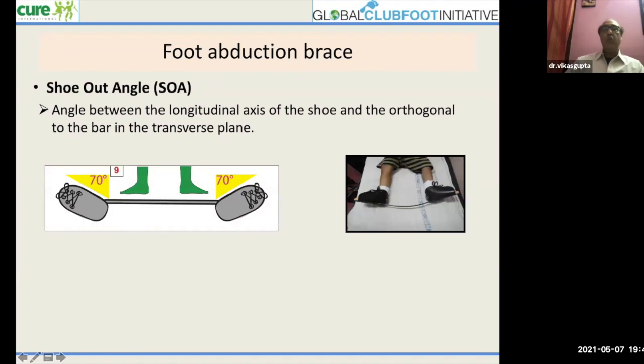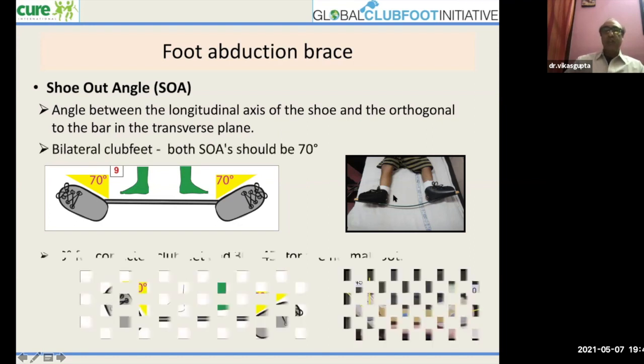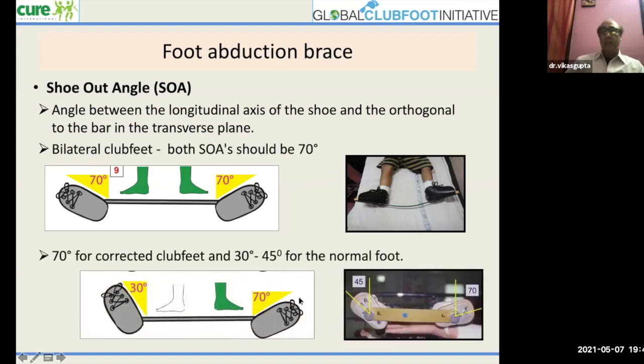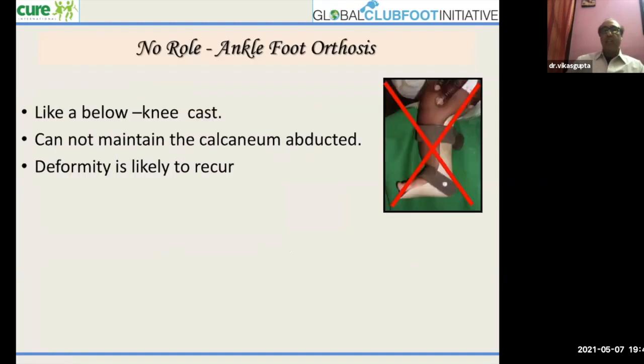And then you have a shoe out angle, which is the angle between the axis of the foot and the orthogonal to the bar, that is, perpendicular to the bar in the transverse plane. This is to maintain the abduction. It should be 70 degrees in bilateral cases, like in this case. And it should be 70 degrees for the affected foot and 30 to 45 degrees for the normal foot in a unilateral case. So this was in brief about the bracing.